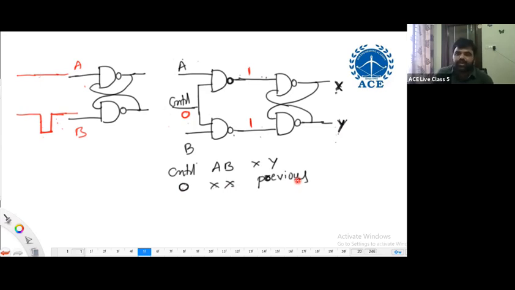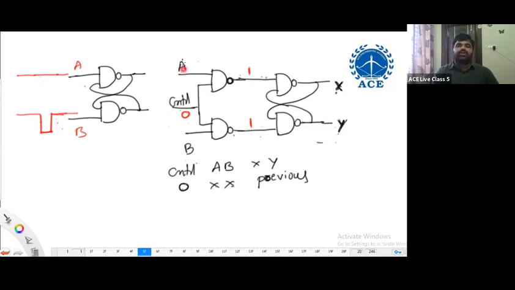When control is 0, it is not responding to A B. Even though variations are there on A B, there won't be variations in the first level NAND gate outputs. Then if you don't have variations here, there won't be variations in the contents. Control equal to 0 confirms that the circuit is in remembering condition. It won't get modified. Can you guarantee that? Yes, because even though there are variations on A and B n number of times, there won't be variations here.